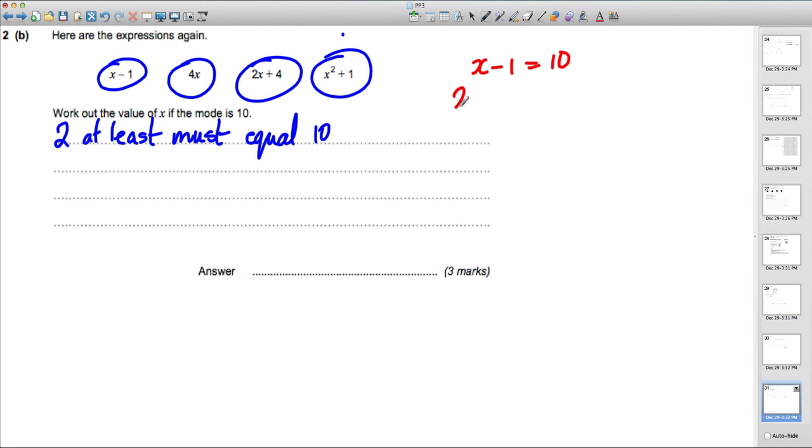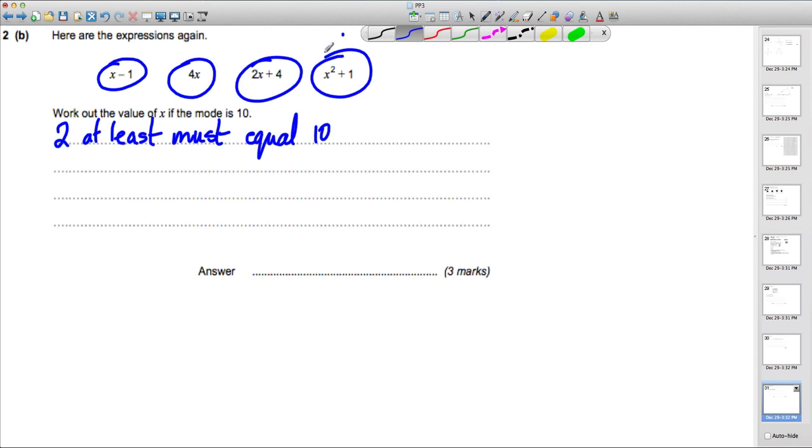Could this one be true? 2x plus 4, could that be 10? Well, if x was 11 from the first one, then 2 times 11 is 22 plus 4 is 26. Again, that could not work out. Now the question then is, could x squared plus 1 equal 10? Well, here x is 11, and again this wouldn't work in this case either. So x minus 1 can't be the one that's 10.